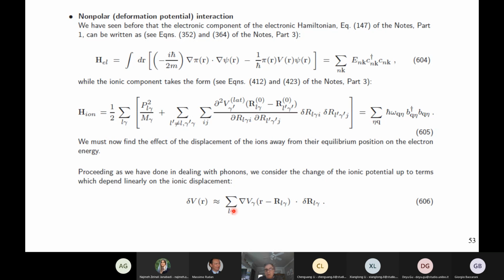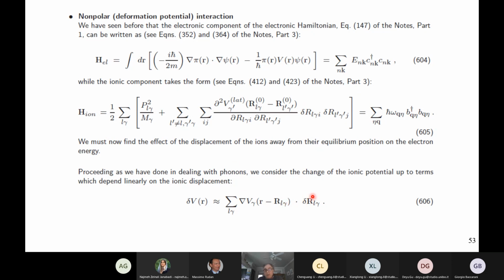It will be the sum over all ions in each cell, over each cell, of the change of, to first order, the gradient of the potential, the interaction between the electron and the ion L gamma, multiplied by the displacement of the ion. If we plug this in here, now we get a term which will be an integral over R. Remember that this is psi dagger, so it will be psi dagger psi, which is essentially psi star psi, which is the electronic density, multiplied by the potential. If I multiply by E, I get a charge times the potential, which is the interaction energy.